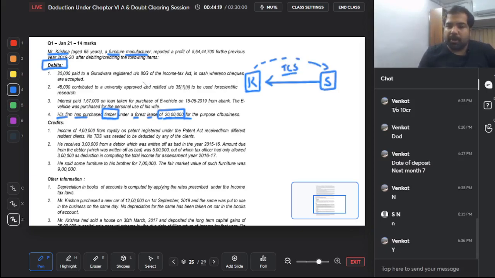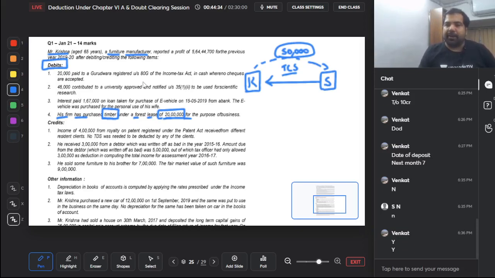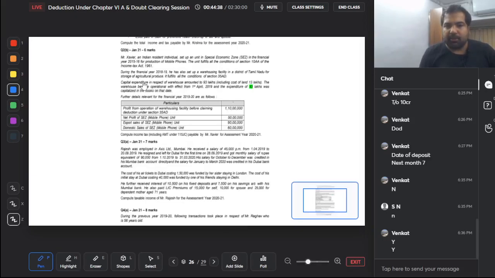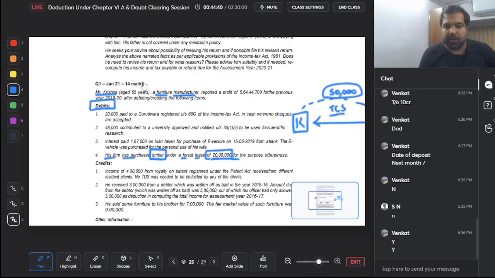Yes. Remember 2.5% TCS on timber, so 20 lakh into 2.5%. So Krishna has already paid TCS of 50,000. Can Krishna take credit of that 50,000? Yes, he can. So this is a very indirect way of asking a TCS question. And in the same question, guys, check this out.